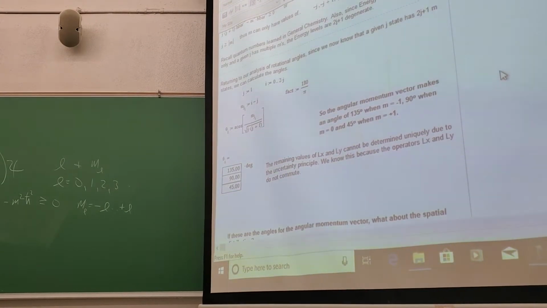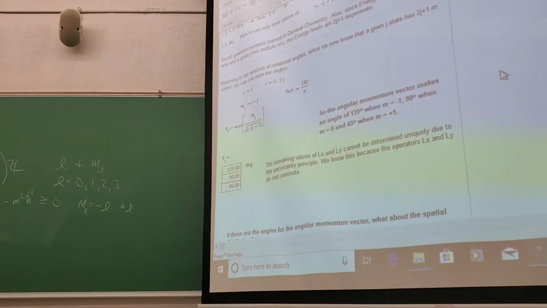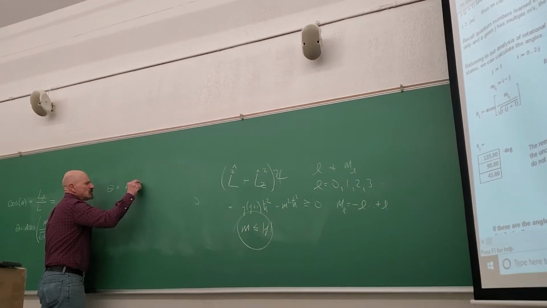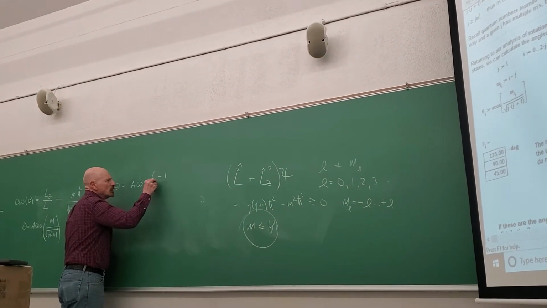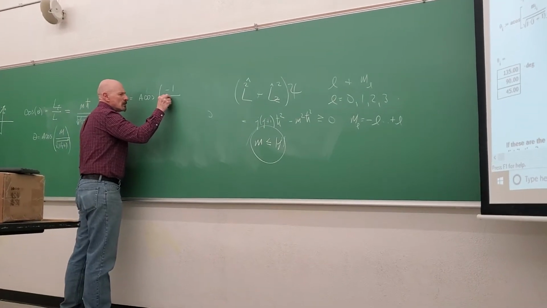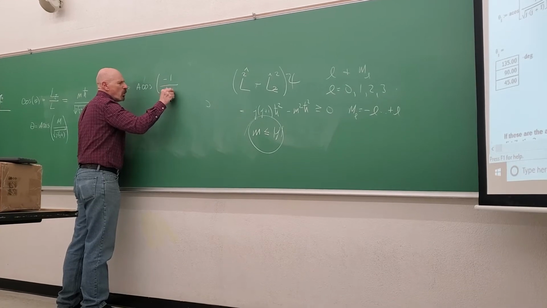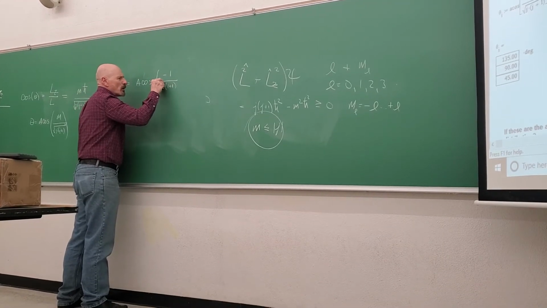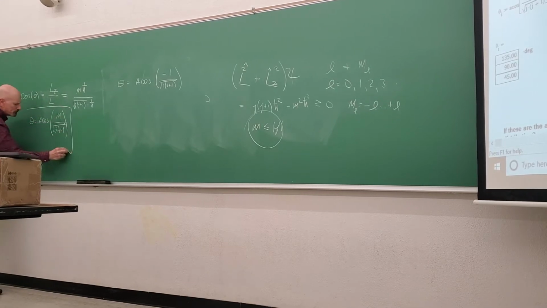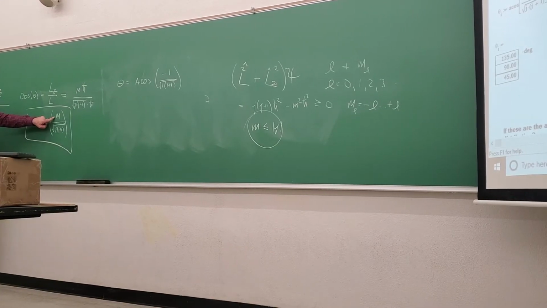We have, for an angle, the arc cosine of -1 over, now j is 1, that's the square root of 1 times 1 plus 1. So I just followed this exactly. Here's what I'm using. So I set m equal to -1, j is 1, 1 times 1 plus 1.